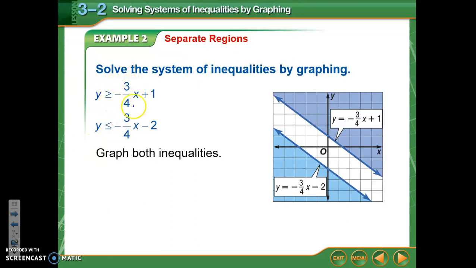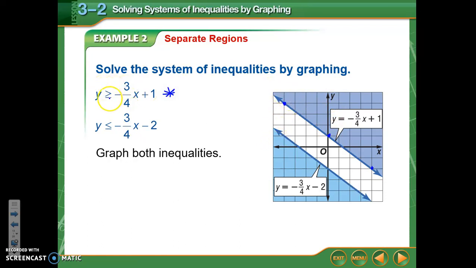So the slope of this first inequality boundary line is -3/4, and the slope of this inequality boundary line is also -3/4. So I automatically know they're going to be parallel lines because their slopes are the same and their y-intercepts are different. So if I look at this inequality first, here's my y-intercept of 1 and a slope of -3/4. So I can go up 3 and to the left 4 or down 3 and to the right 4.